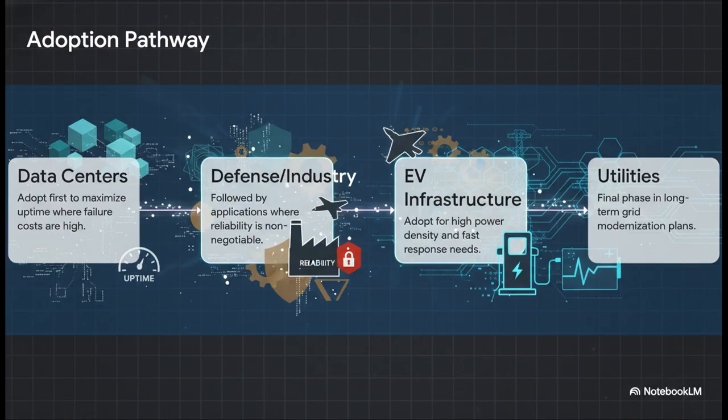Adoption is occurring in phases, led by sectors with the most acute needs. Data centers are first, because the cost of power failure is extremely high. Defense and critical industrial applications follow, driven by the absolute need for reliability. Next is EV infrastructure, which requires high power density. Grid-scale adoption by utilities will be the final phase, reflecting the high capital costs and conservative pace of infrastructure modernization.